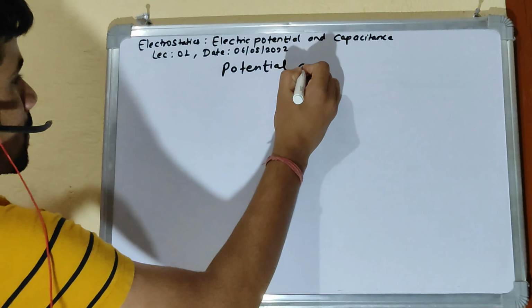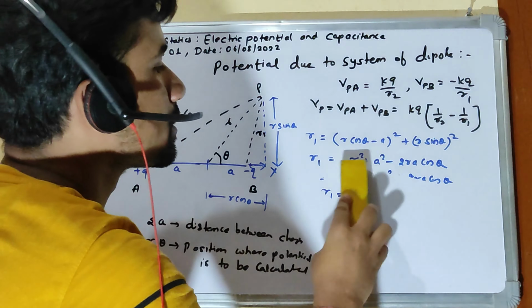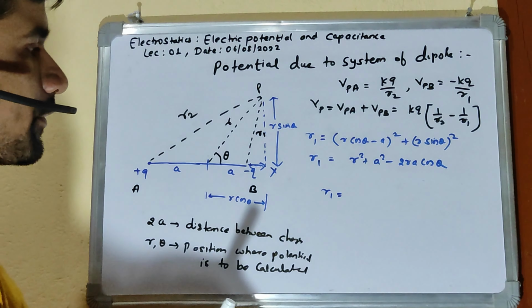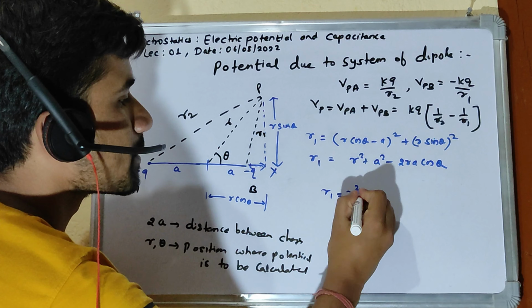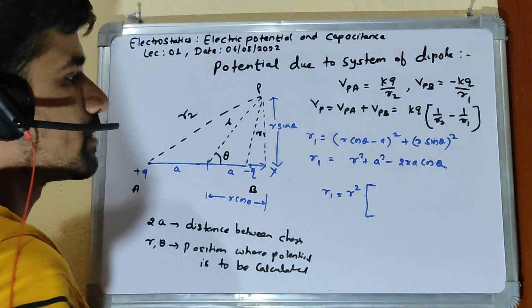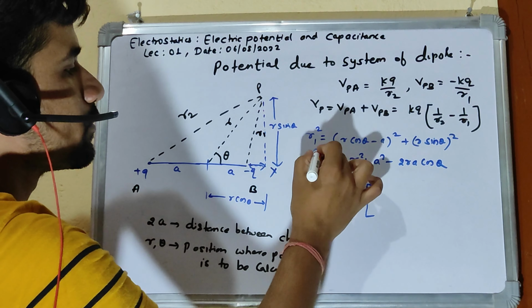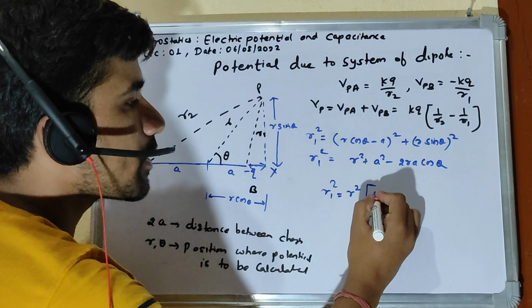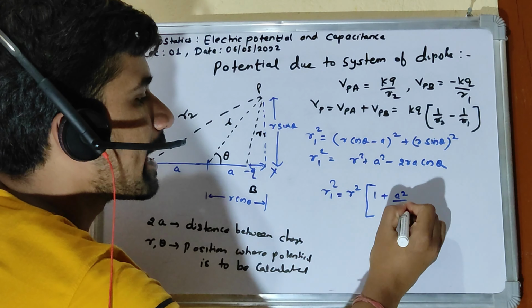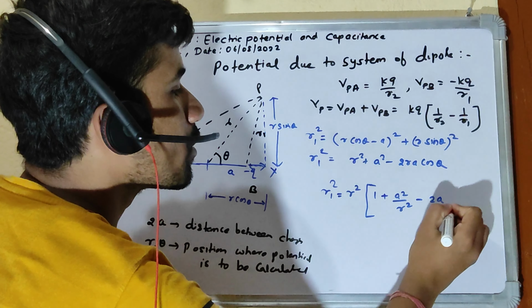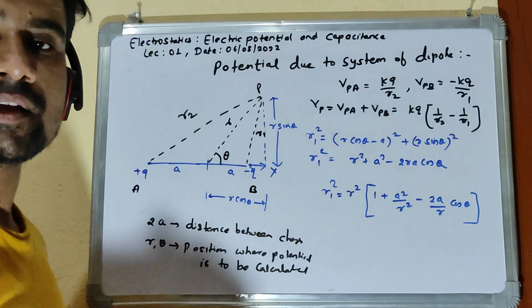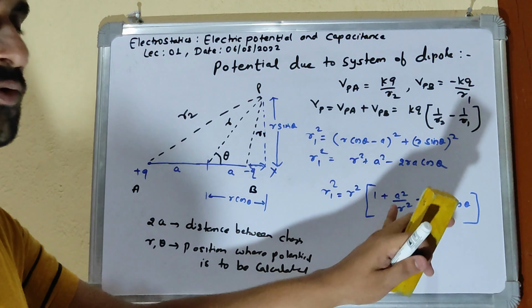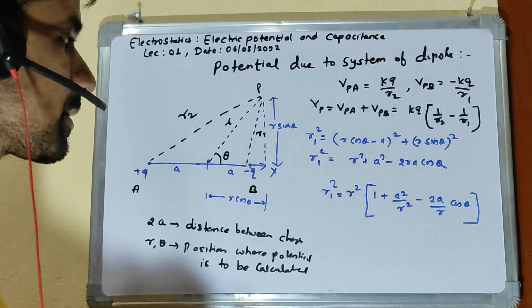Let's try to simplify this. If I take R1, let's ignore R2 for some time. If I take R square common from here, what is R1? I think this is nothing but R1 square. We are calculating the h square, the hypotenuse square. That's the formula. So if I take R square common, this is nothing but A square by R square, and this is nothing but 2A by R cos theta. Clear? This is 1 plus A square by R square plus 2A by R cos theta.